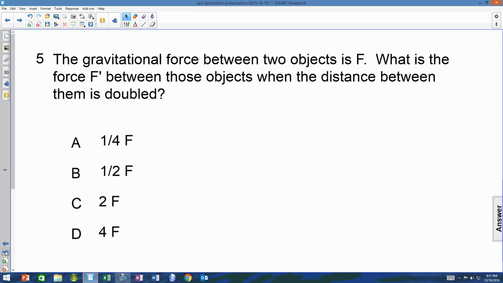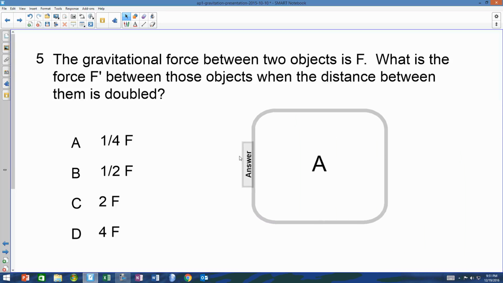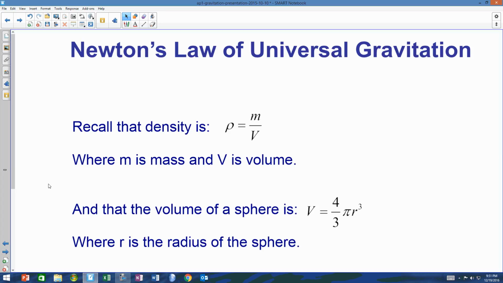The gravitational force between two objects is F. What is that force F prime between those objects when the distance between them is doubled? Go ahead and pause the video. Okay, so let's take a look at your answer. Hopefully you chose A, 1/4. If you double the distance, it's 1 over (2d) quantity squared, which becomes 1 over 4d squared, which becomes 1/4.